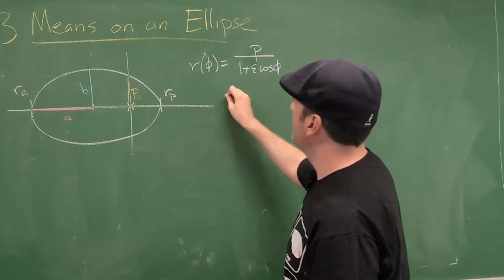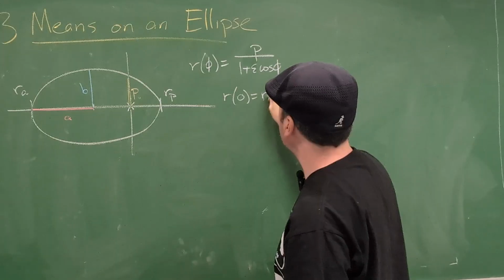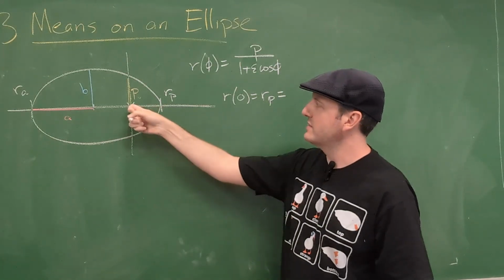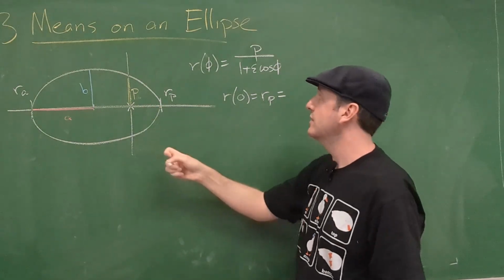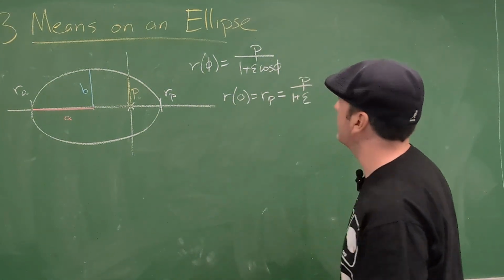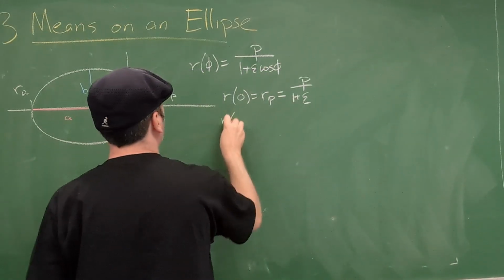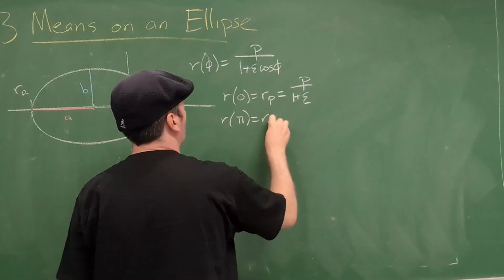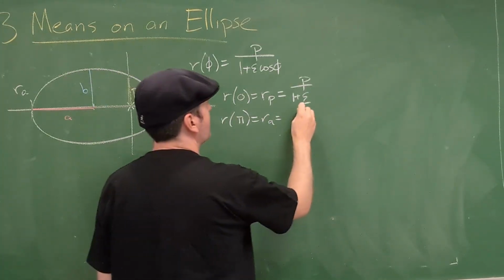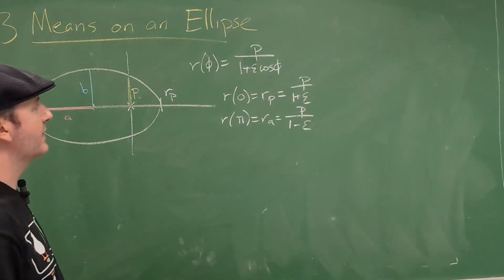So let's note that R evaluated at 0 is exactly RP. I mean, that is this distance when I'm at phi equals 0. But if I plug in 0 here, I'm going to get P over 1 plus epsilon, because cosine of 0 is 1. I also know that R of pi has to be RA. Well, that's going to be P over 1 minus epsilon, so that's not so bad either.